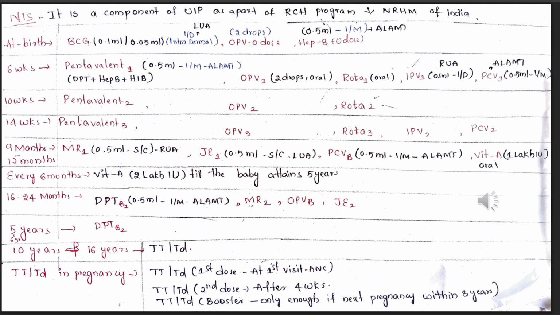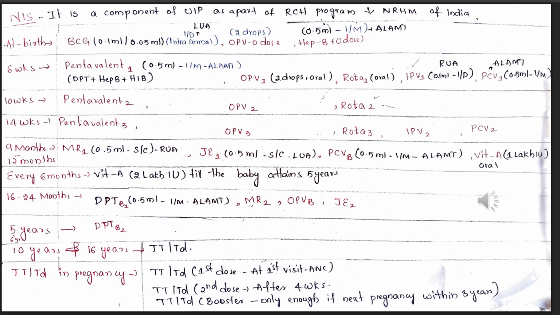The newborn's gluteal muscles are not well developed, so we give it in the lower limb. In the lower limb, the anterolateral aspect does not contain any major nerves and vessels, so it is safe to give at the anterolateral aspect of the mid thigh. This is about the pentavalent vaccine.